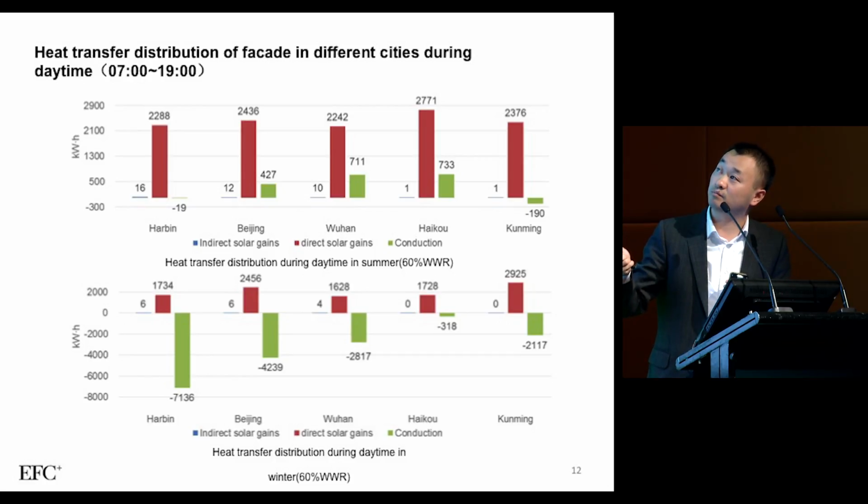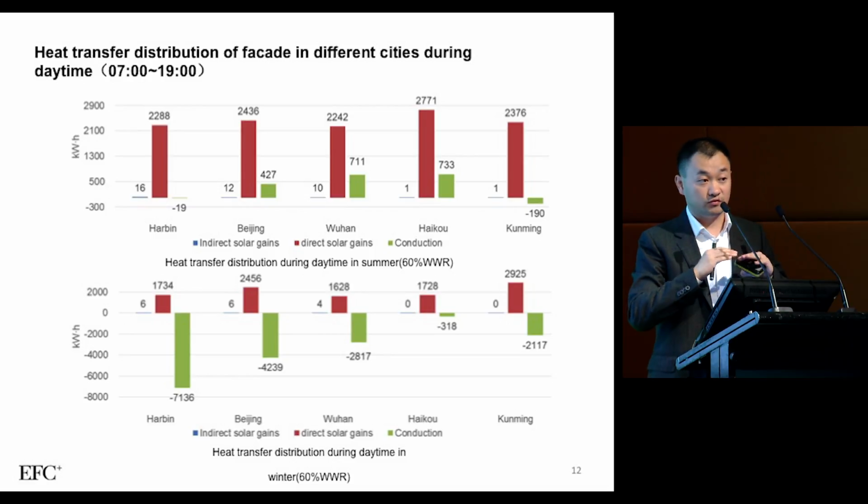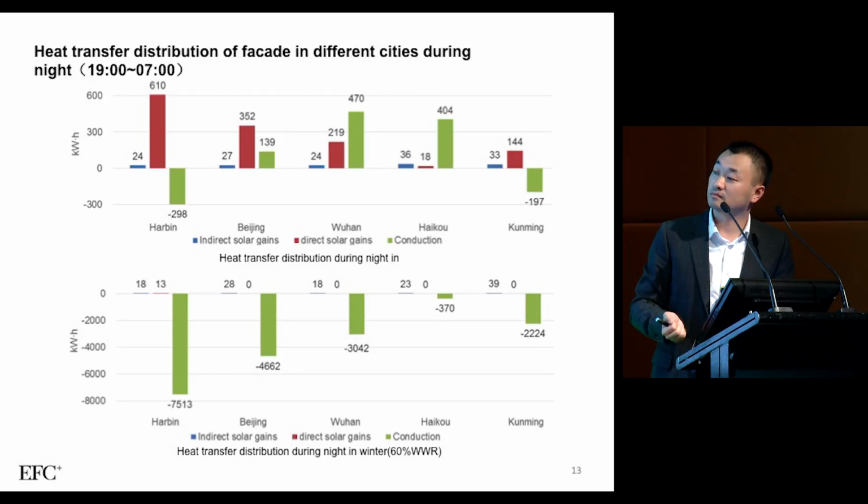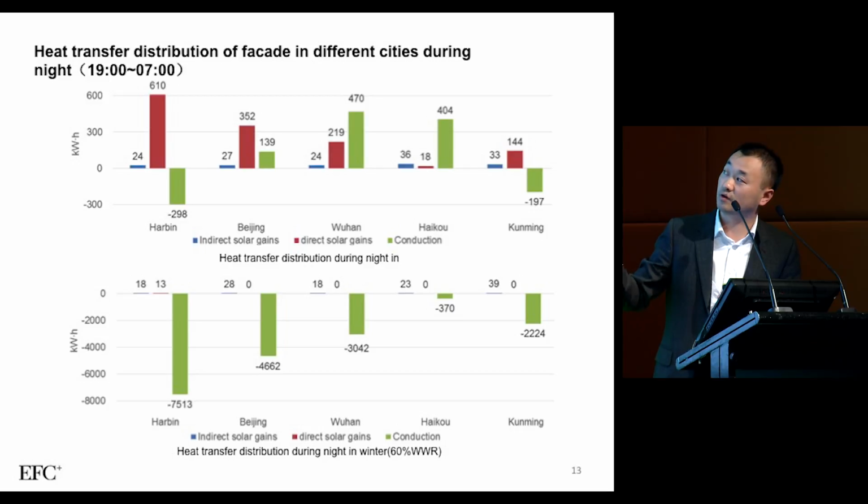we have very high direct solar gains in the summer time, under the 60% of window wall ratio. But in the winter time, the conduction becomes a very important factor we need to take into consideration. So every time when we choose the window wall ratio, when it is fixed, we need to focus on SC, that is called solar coefficient, and the U value, that is according to the conduction. This is at the night time, so most of the contribution is from the conduction.